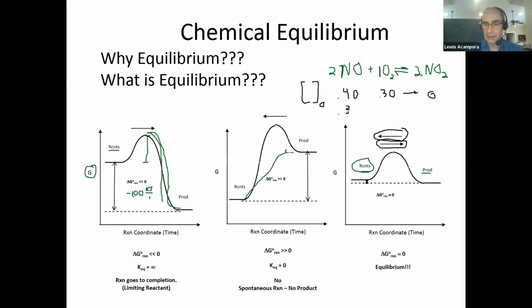to 0.3. And these are the calculations that take practice, but you should be able to do quickly. Since the concentration of NO went down by 0.1, this concentration is going to go down by 0.05, half of that, which leaves me with 0.25. And I'm skipping some steps here, but I think you can all follow that. And this concentration will go up by 0.1, from 0 to 0.1.